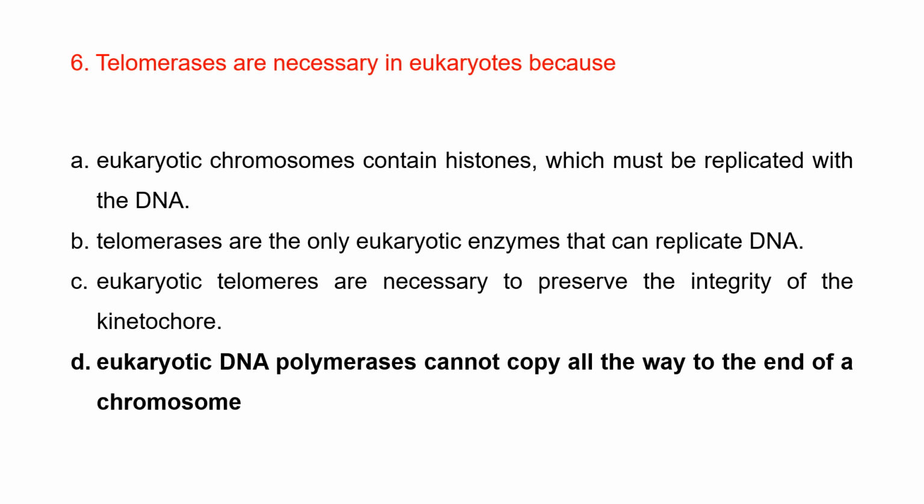As far as the other answers here, the eukaryotic chromosomes contain histones. That has nothing to do with the telomerases. Telomerases, for letter B, are not the only enzymes that help replicate DNA, as we've talked about before. And of course, the kinetochore being shown at the middle of the sister chromatids is more importantly used with the mitotic spindle during mitosis. And exactly the opposite end, you find the telomerases, which are only found at the ends of the DNA molecule.